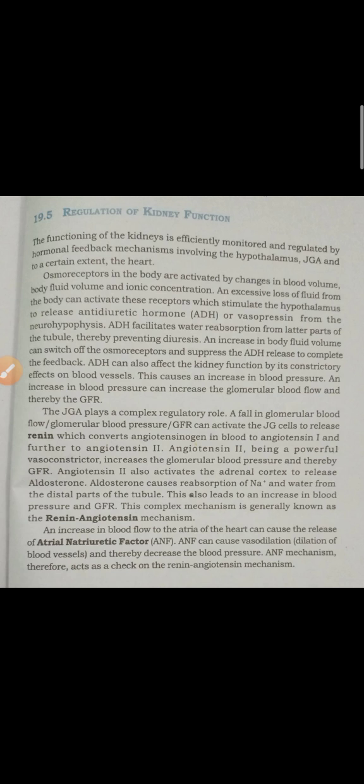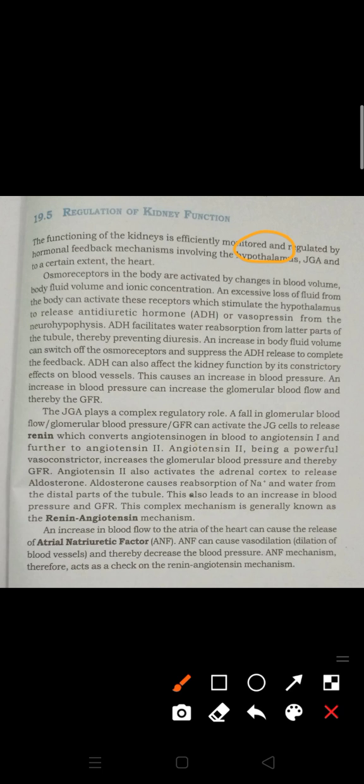And the first part: the regulation of kidney function can be controlled in three ways. First one is the hypothalamus. Second is the JGA, juxtaglomerular apparatus, and its functioning. And third one is the heart. Okay, so there are these three ways. This is a very important thing, so we have to discuss the hypothalamus.